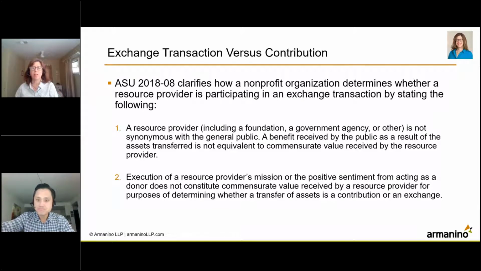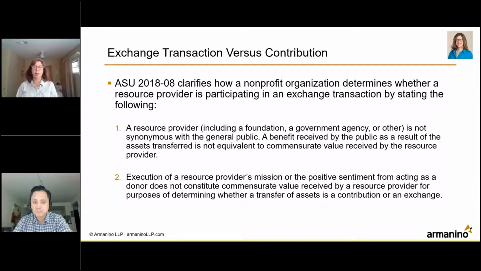As Grant mentioned, a lot of organizations viewed these as exchange transactions. The idea was that the resource provider, such as a government agency, is providing funds for a service that the government agency would otherwise provide. Nevertheless, while that viewpoint was a little bit logical, it wasn't entirely consistent with some other things in GAAP, and that has been clarified so that a benefit that's received by the public as a result of a grant made to a not-for-profit or potentially a for-profit is not going to be commensurate value.